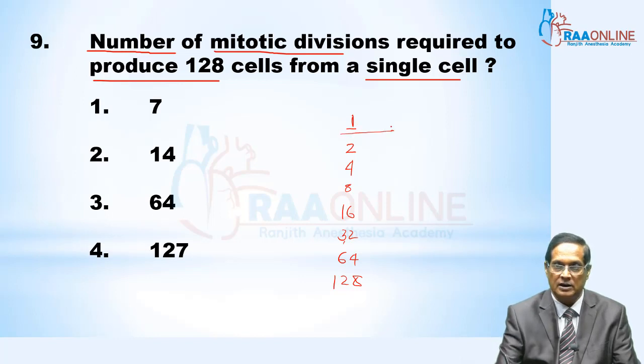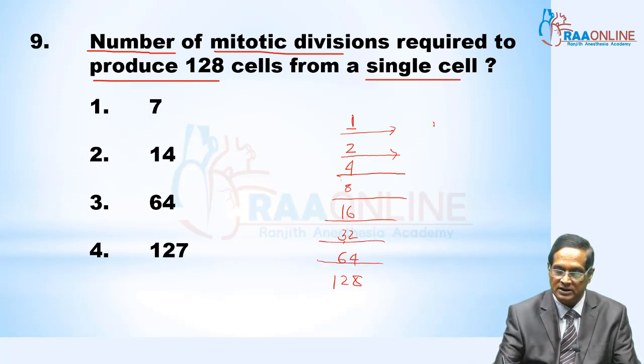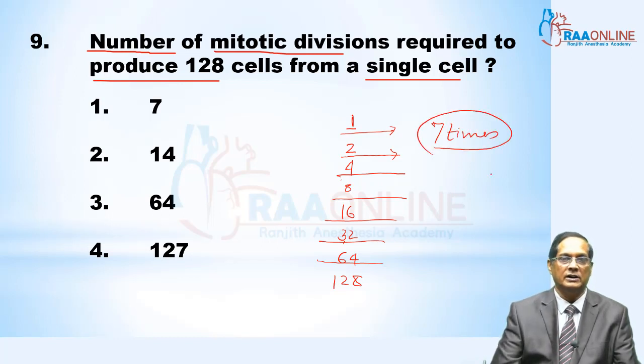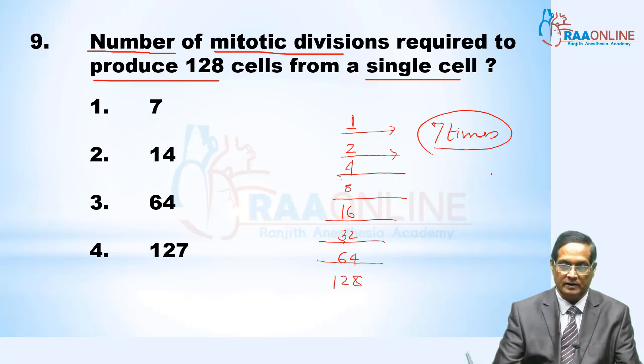First the number of cells is 1. When it divides, 2 cells are obtained. Second time, 4 cells. Third time, fourth time, fifth, sixth, seventh. That is, the cell divides a total of 7 times. But this is the number of times only.